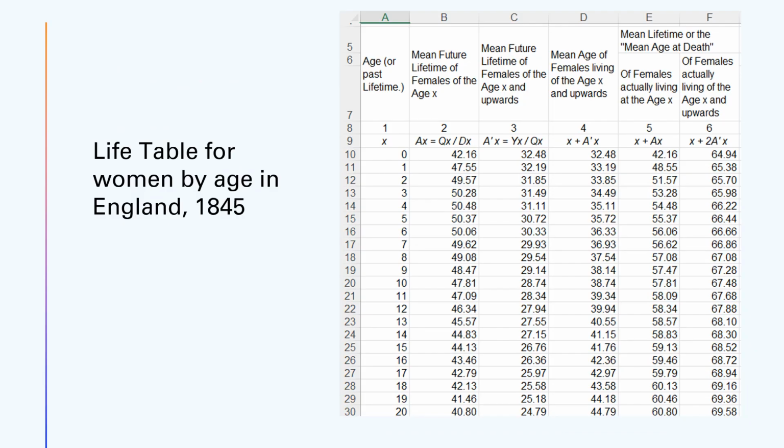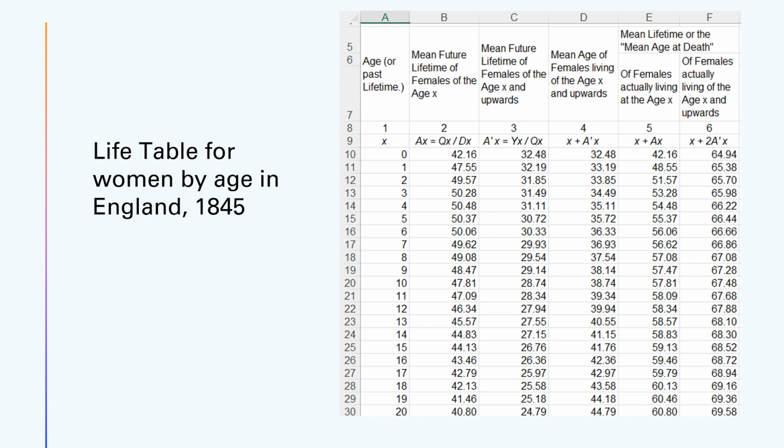And in this second table, I'm illustrating this important observation about life expectancy in high mortality societies, looking at the historical record. So this is the life table for women by age in England, 1845. It's one of the life tables calculated by William Farr. The terminology is slightly different because it's an historical life table, but if you look in column B here, which is mean future lifetime of females of the age X, that's the same as what we call life expectancy.